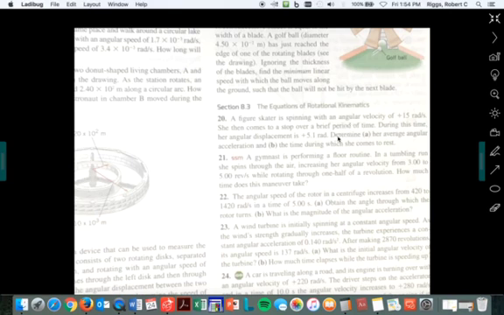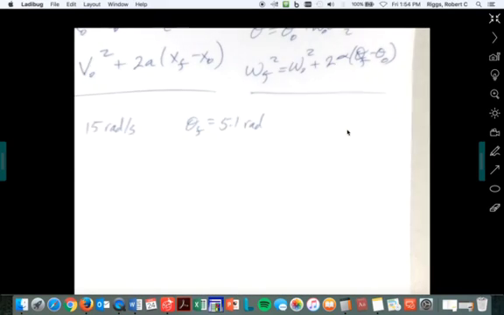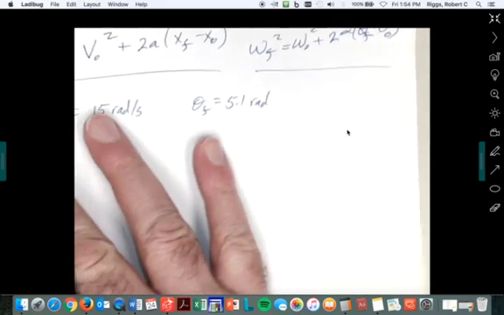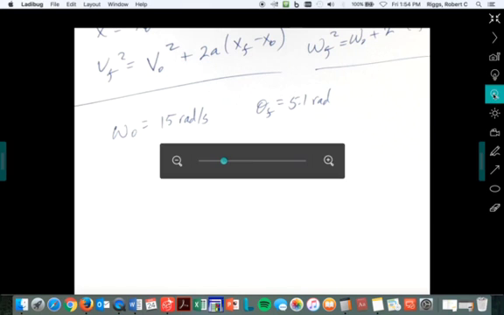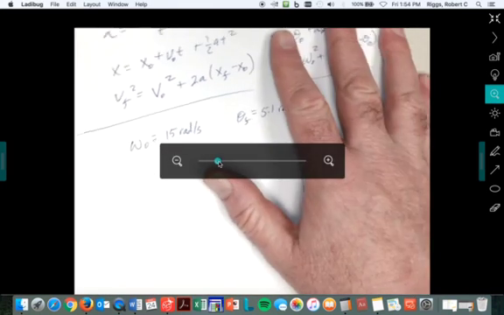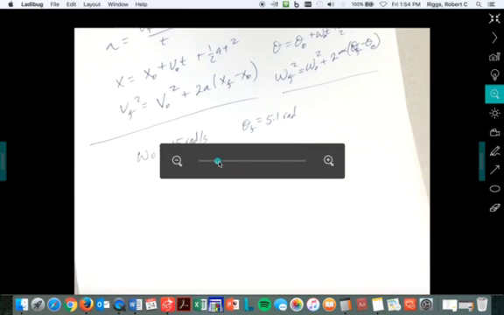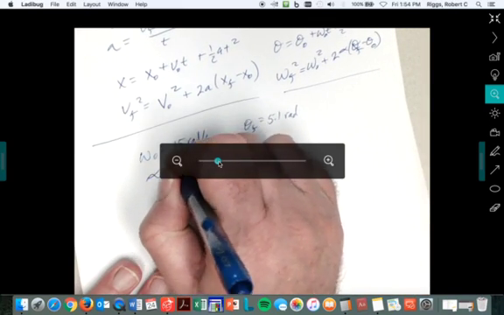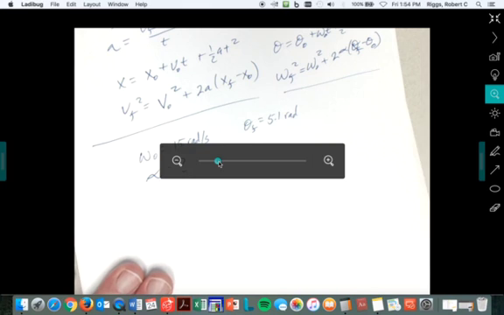Notice they didn't give us any r here, no radius or anything, so we're not going to worry about the centripetal acceleration, which is a linear thing, or the tangential acceleration. We're just looking at this. Whoa, that got big. So I wrote down, we need to find alpha and t.